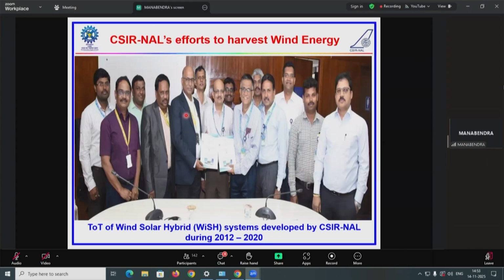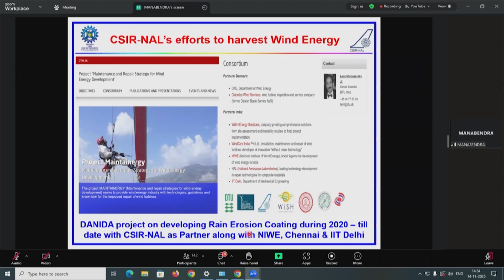So, in that context, the hybrid systems that were developed, the technology was transferred to a local MSME in Hyderabad, Mrs. Green Energy Private Limited, a Hyderabad-based firm. These are the glimpses of that, the technology transfer document. And as I was mentioning during the initial slides, we do have international collaboration.